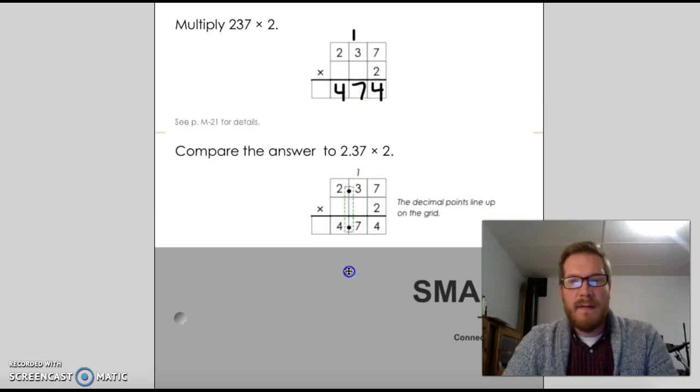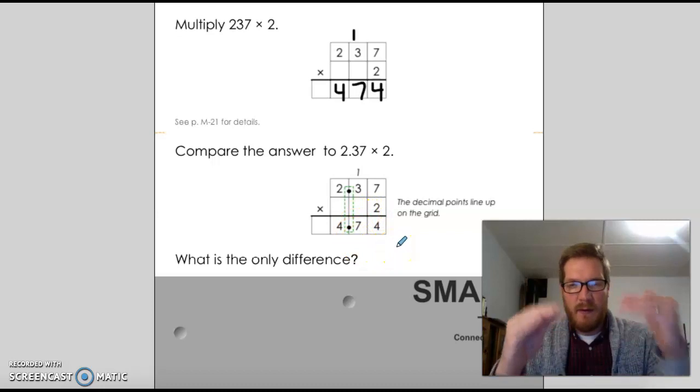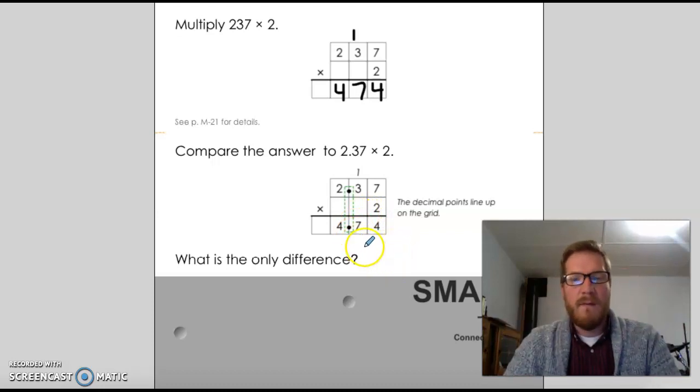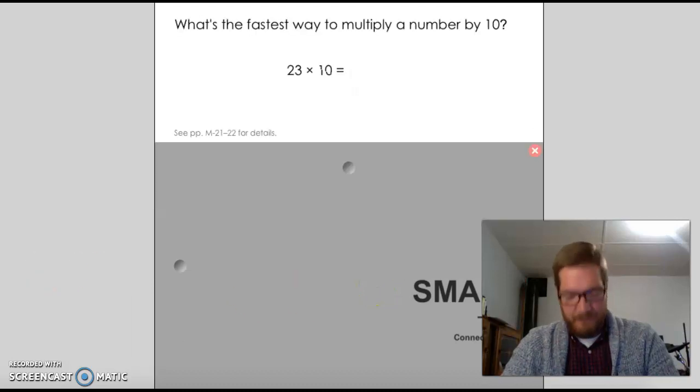Now what they're showing us here is with a decimal, instead of it being 237 times 2, it's 2.37 times 2. The numbers stay the same, but because there's 2 decimal places in the question up here, there's got to be 2 decimal places down here. So it's 4.74. The only difference here is the decimal place.